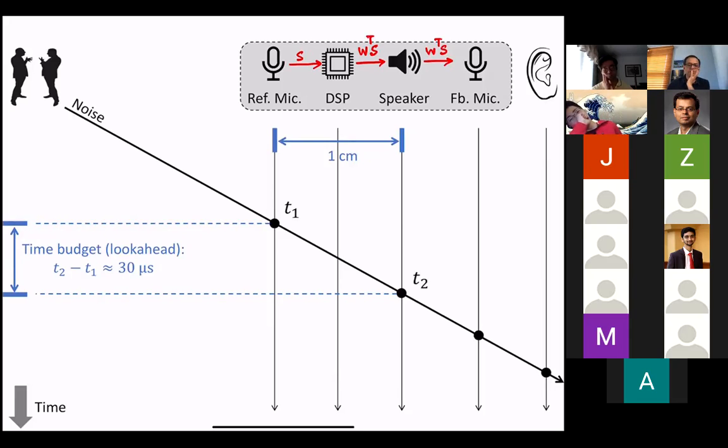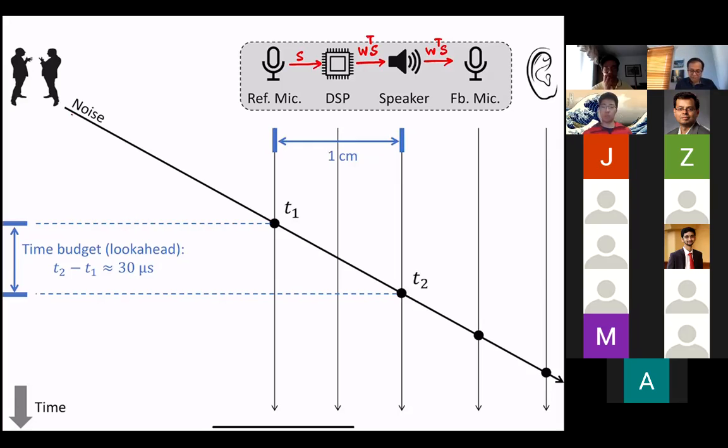Assuming we can calculate it in time, we basically want to delay by the amount of delay, like the difference in distance from the reference mic to the feedback mic. Correct. And how much is that? You're right, Lucas.